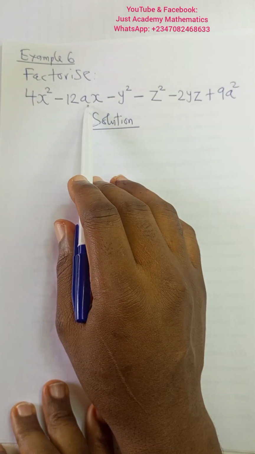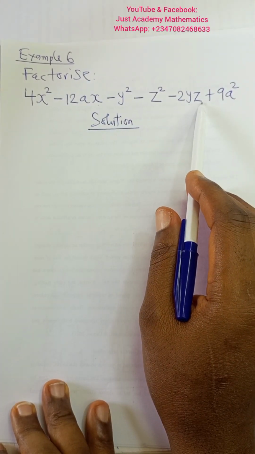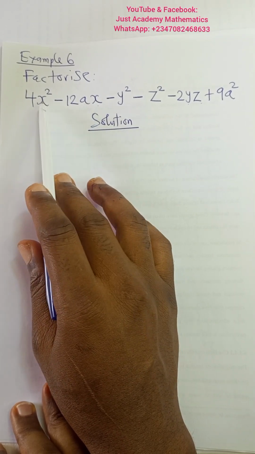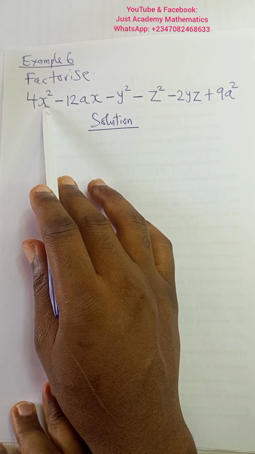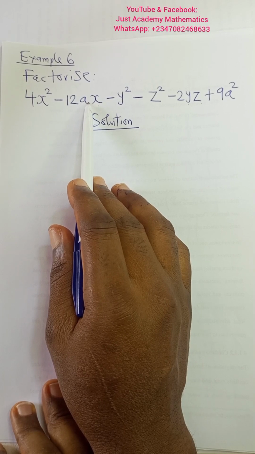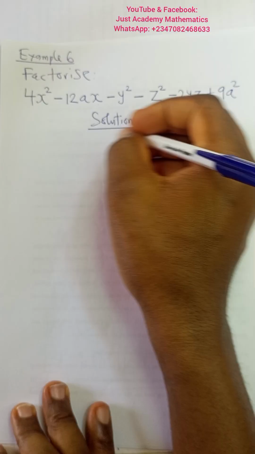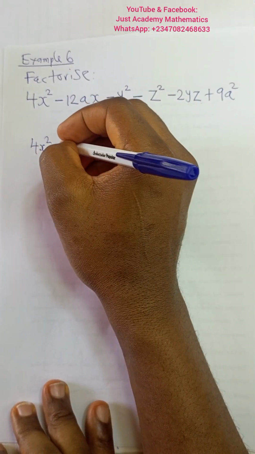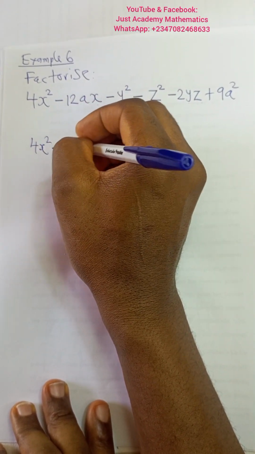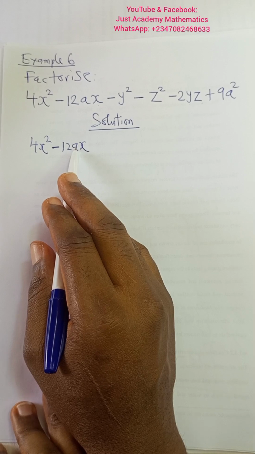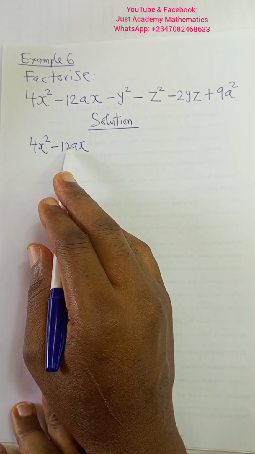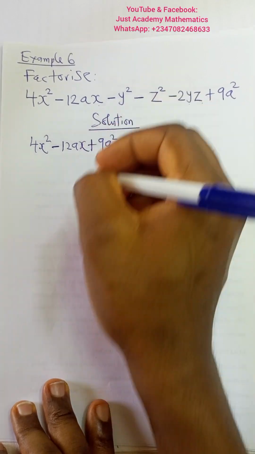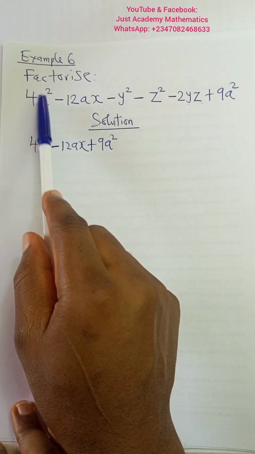Anytime you see AX, YZ, if you see AX, know that you are going to use this with X square and A square to go and locate the one that has A square. This is what I mean. I will start with 4X square minus 12AX. Since in between is AX, the next one I should pick will be the one that has A, which is plus 9A square. That is 1, 2, 3.